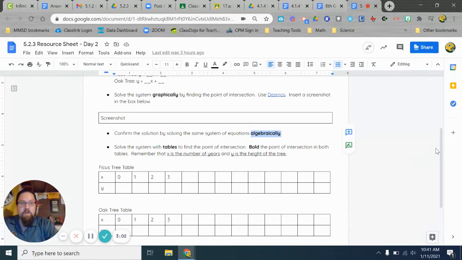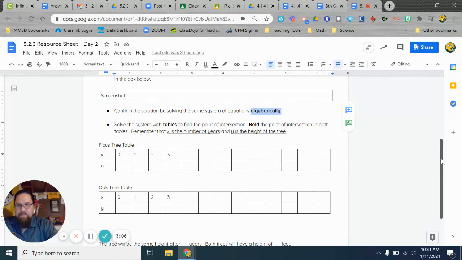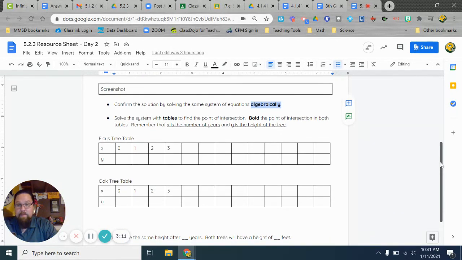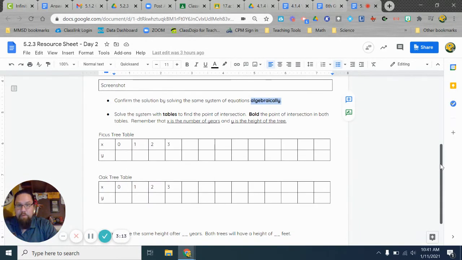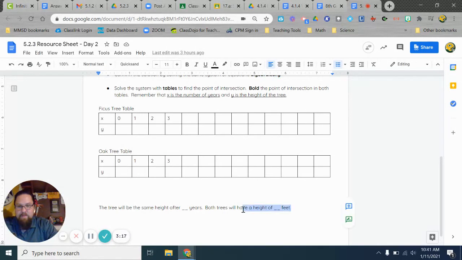You're not changing the answer you arrive at. Okay? You could also solve this using a table. We have set up down below a ficus tree table and an oak tree table. Remember, you're looking for the point that they have in common. You may want to bold that so we can see it stand out.